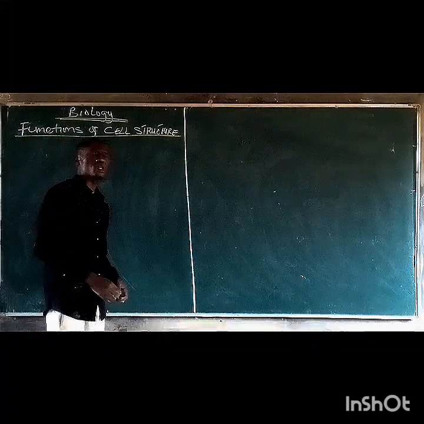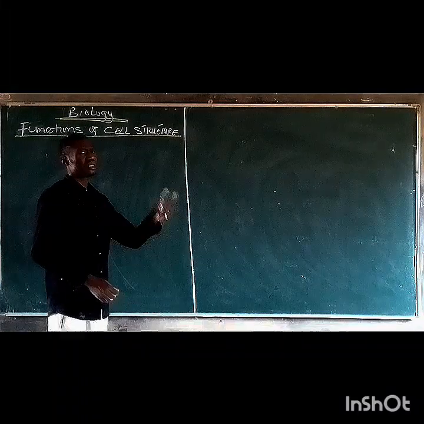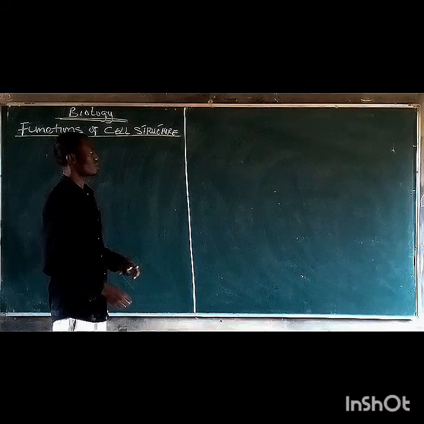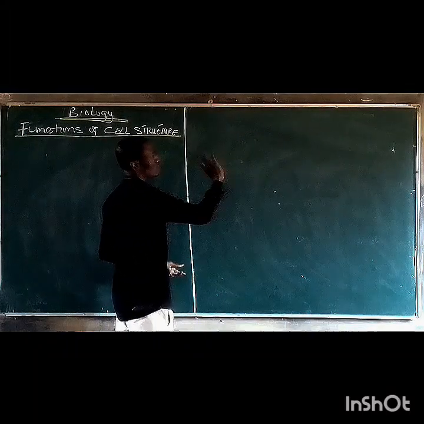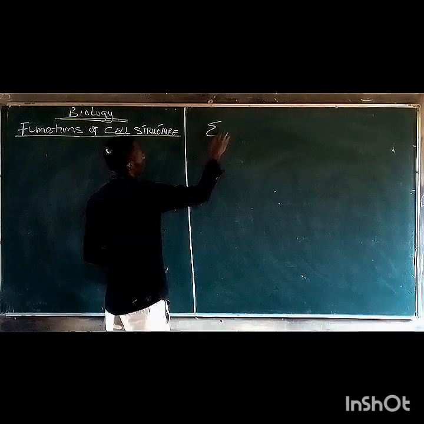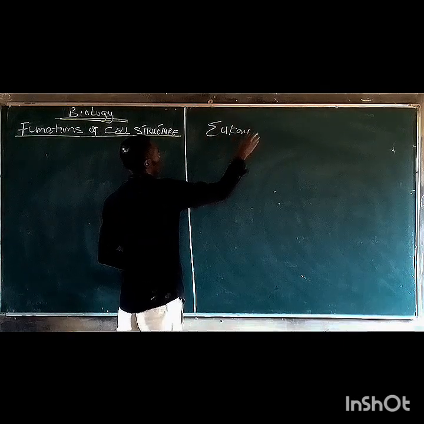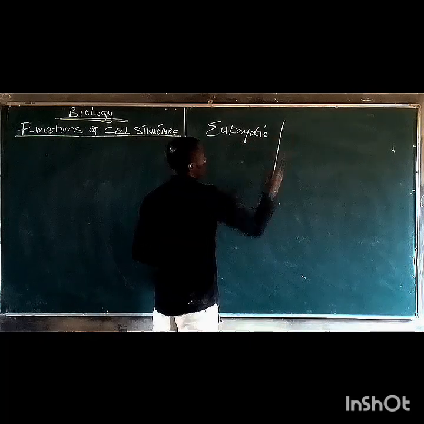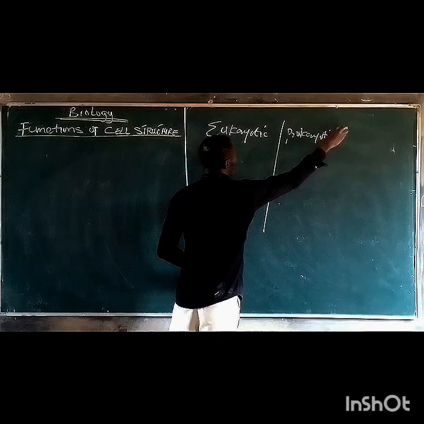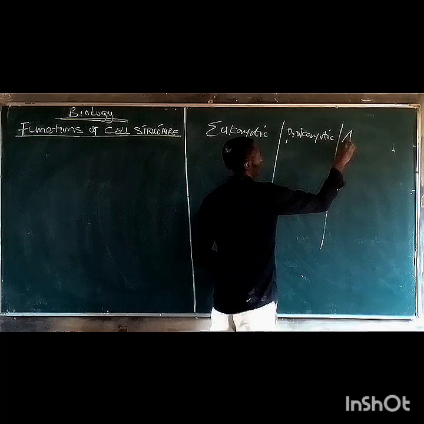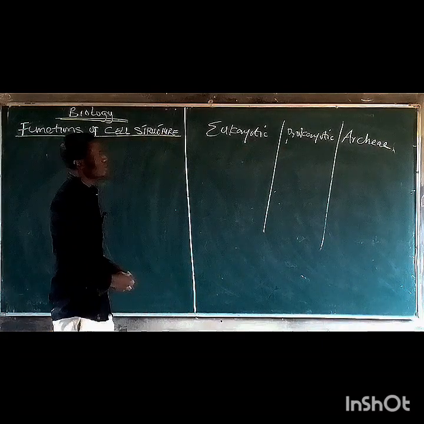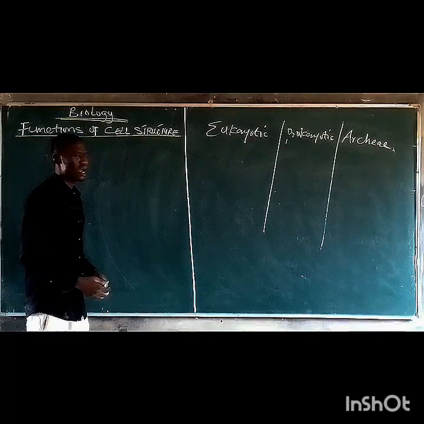Before we talk about the cell structure, you need to know that there are two major groups of cells. Now, the group, or the domain of cell, let me use the domain. We have the eukaryotic and the prokaryotic. Well, we also have the archaea. Okay? We have eukaryotic, prokaryotic, and archaea.